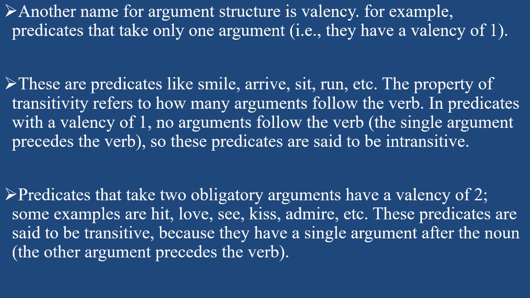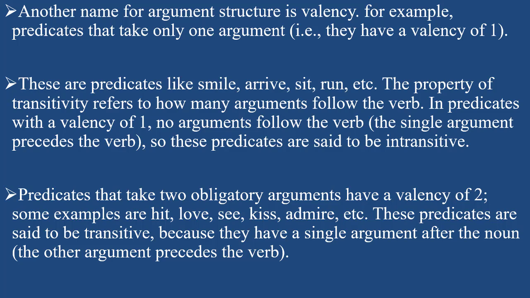Another name for argument structure is valency. For example, predicates that take only one argument, we say that they have a valency of one. They have a valency of one, they have a valency of two, they have a valency of three. We can go like this. So these are predicates like smile, arrive, sit, run.